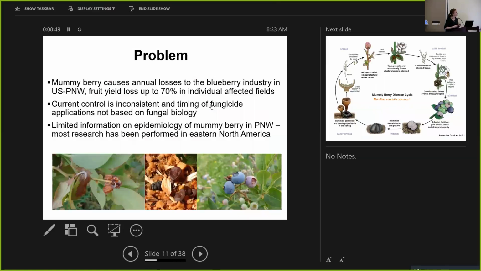Okay, so this disease causes up to 70%, or I've even heard 85%, loss in individually affected fields, and it's particularly hard to manage once it is established in your field. Current control suggestions are based on a calendar basis with routine spraying of fungicides, but not based on the fungal biology. And most of the research is performed in the eastern USA, in the blueberry growing regions there, which have very different climates. And so the recommended strategies, or the research that they did there, might not be applicable to this area.